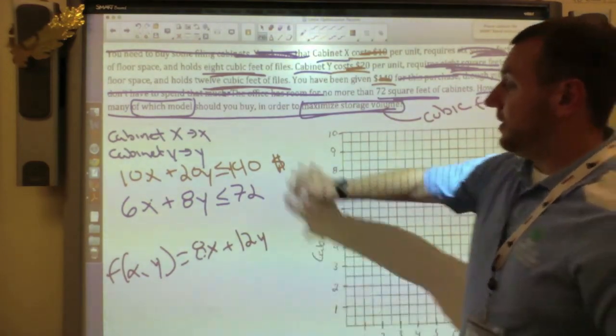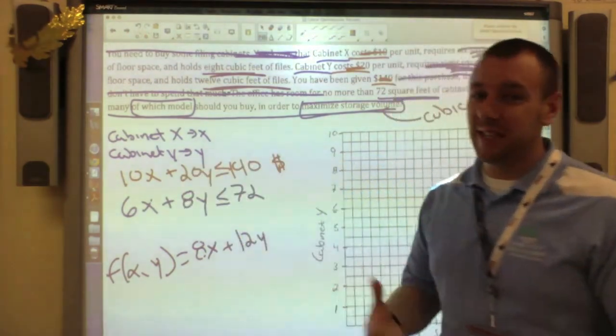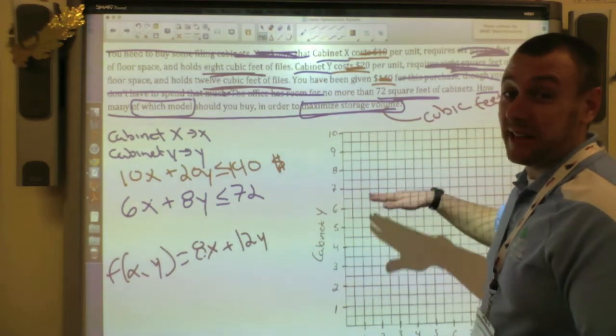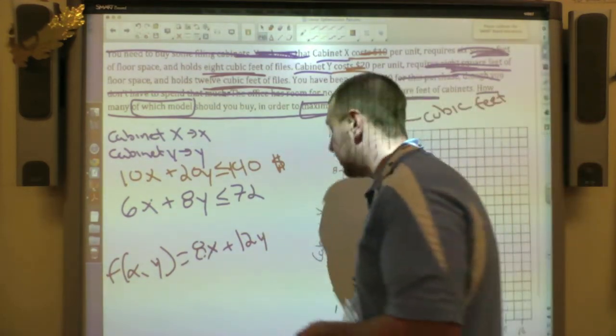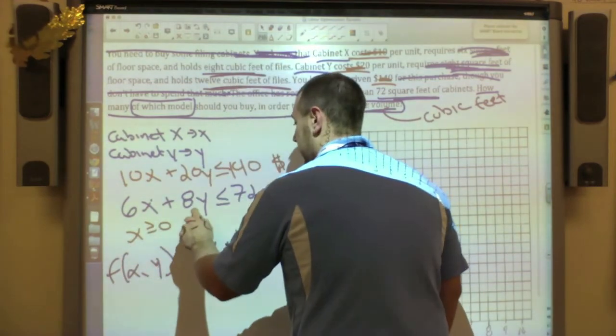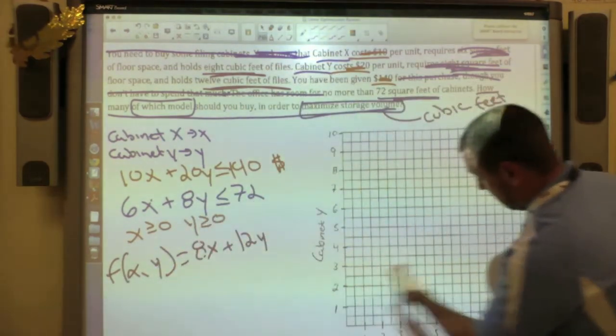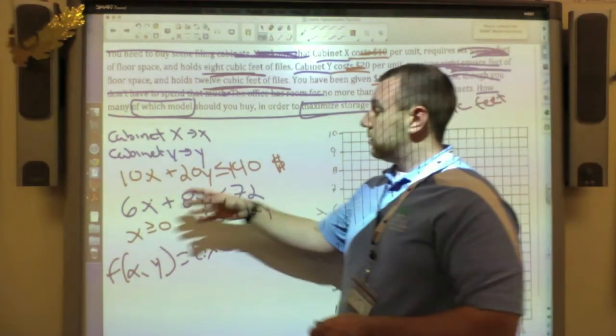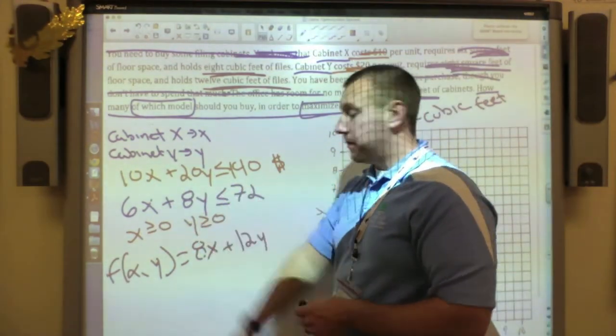So now I have these two things. There's actually a couple more, right? I'm still going to buy some cabinets over here. Yeah, so I'm not going to buy negative stuff, okay? So x has to be greater than or equal to 0. Y has to be greater than or equal to 0. Means that we're somewhere in this area right here, okay? So now I'm just going to graph these, okay?